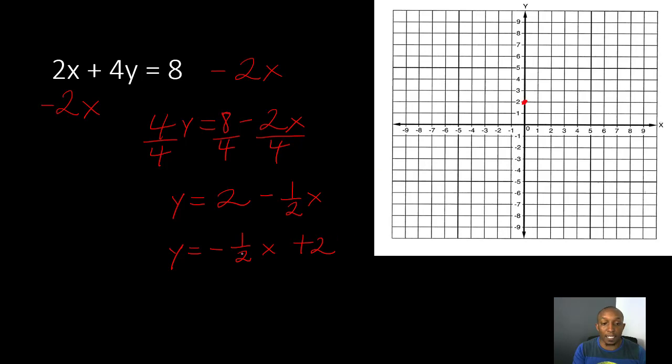And then our rise over run is -1/2. So I'm going to go down 1 and then 2 to the right. Down 1, 2 to the right. And then down 1 again and 2 to the right. And then when I make my line, it should look something like this. I know you did a good job. Let's move on to the next one.